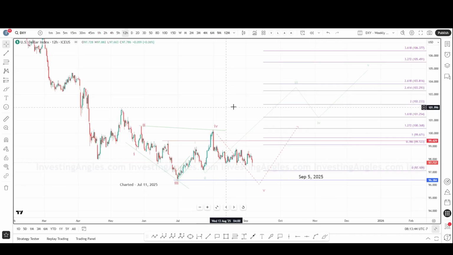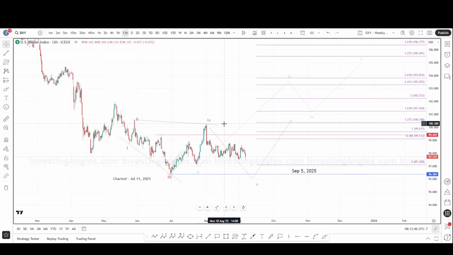And at the micro level, there is a possibility of an ending diagonal here with a new lower low, which would be wave 1, 2, 3, 4, 5. And once this diagonal completes, I would be looking for a very, very strong move upward. Well, that's the perspective for the dollar.